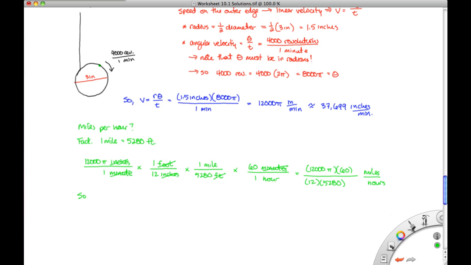So what we end up with here is that V is approximately 35.7 miles per hour. So that's the same speed as the 37,699 inches per minute, just different ways of expressing it.